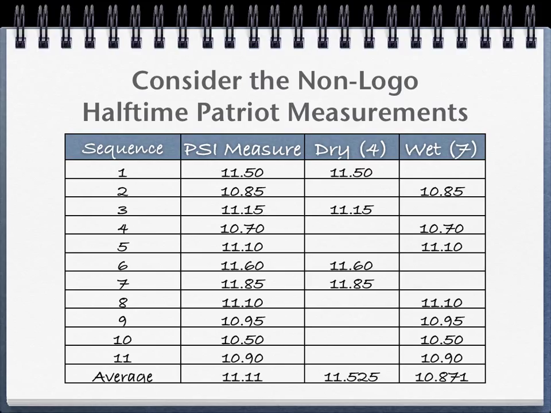The average of the dry balls was 11.525 psi. That's down at the bottom. The average of the 7 wet balls was 10.871. I'd like to emphasize that if the only balls that were measured at halftime were the dry balls, no investigation would have been initiated. It's entirely the wet balls that have created the misunderstanding or that are problematic.